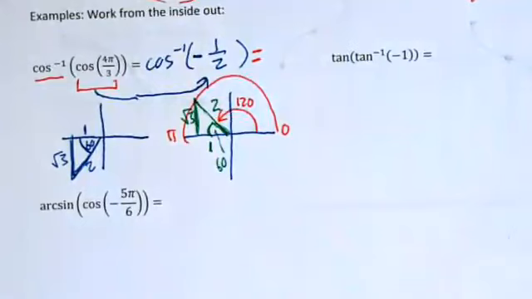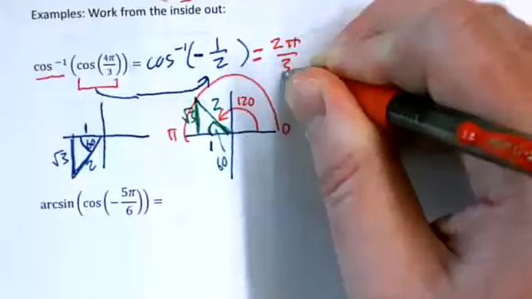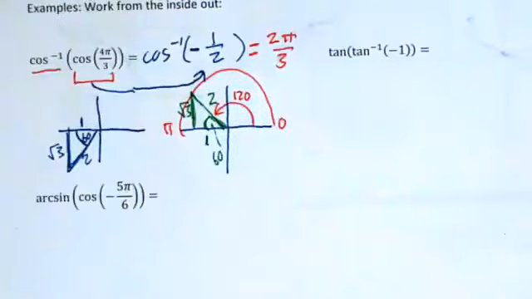120 in radians, that's 2 times 60. 60 is pi over 3, so 2 pi over 3. Question.